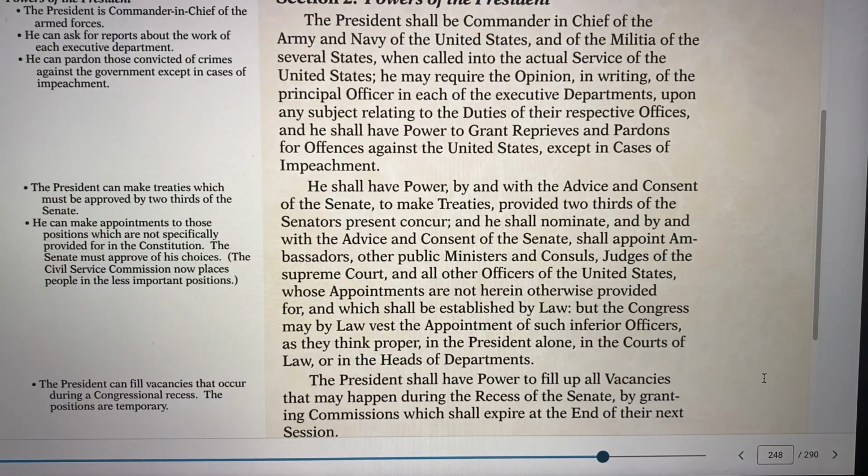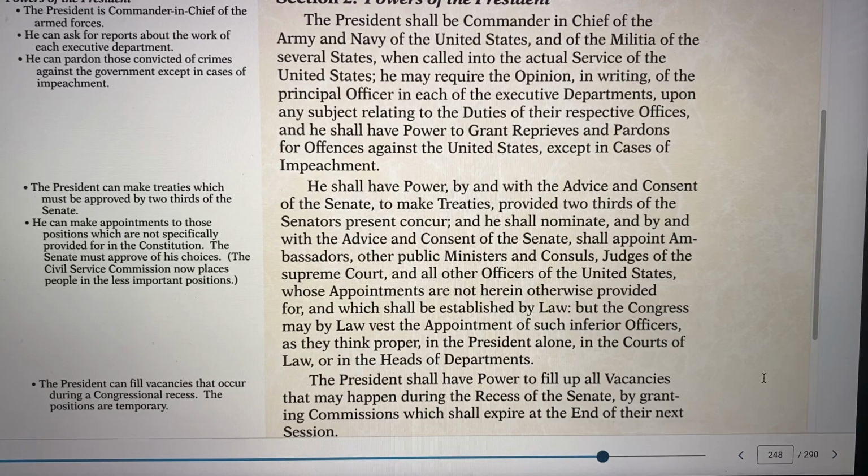The powers of the president. What can the president do? The president is the commander-in-chief of the armed forces. He can ask for reports about the work of each executive department. He can ask what's going on in Congress. He can pardon those convicted of crimes against the government, except in cases of impeachment. So he can pardon those convicted of certain crimes, especially against the government.